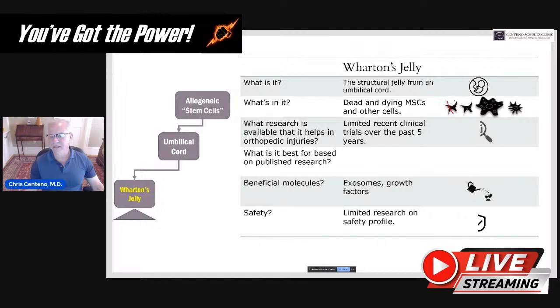And the problem is that all of these cells are dead or dying when they are thawed in the clinic. So you're not getting any living cells here. There's very limited research in orthopedics. We really don't know what this is best for. It does have exosomes and growth factors, and that's probably how it works, just like PRP, although it's a very expensive version of PRP. Obviously, a limited safety profile. There's not a lot of research at all.